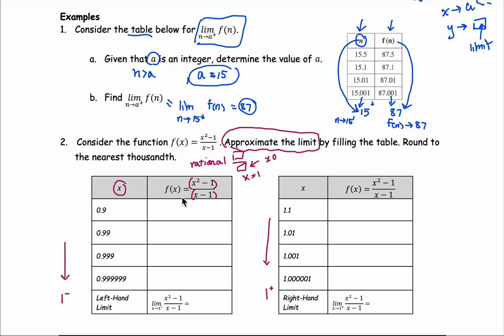The function value is going to be from the quantity x squared minus 1 over x minus 1. As we know, x cannot be 1, and the values that we have on the tables are not 1. None of them equals 1. They are either less than 1 or greater than 1, but approaching 1 from both sides.